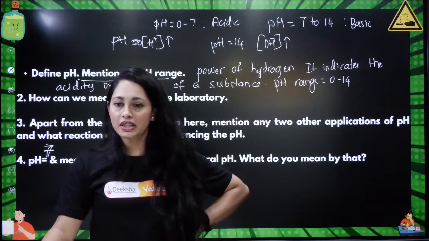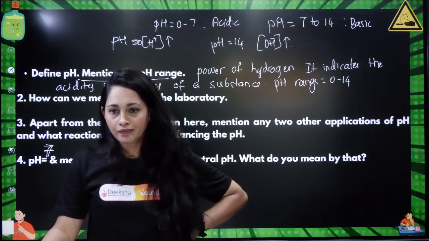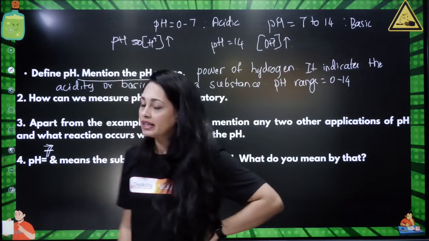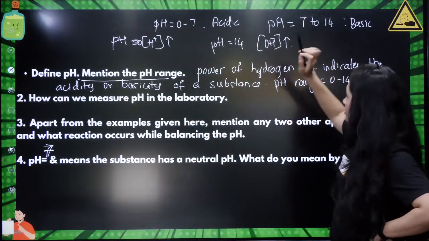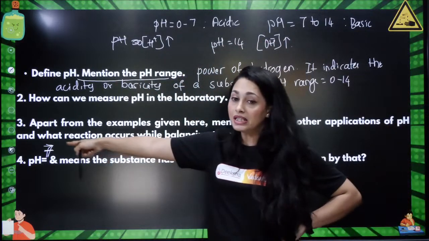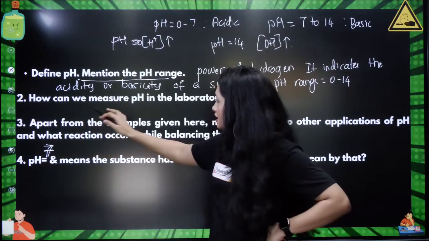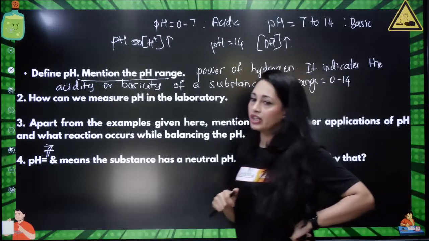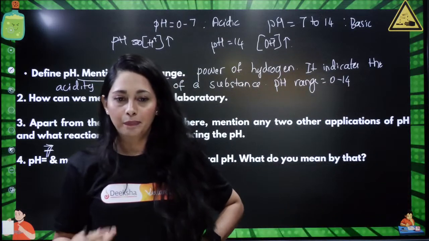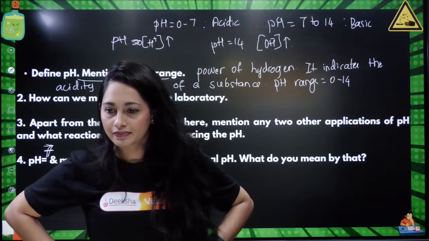Shows the concentration of H plus ions. Yeah, we can say that as well. Acidic. Yes, pH 0 to 7 is acidic, 7 to 14 is basic. pH 7 means the substance is neutral in nature. Next question: how can we measure pH in the laboratory?